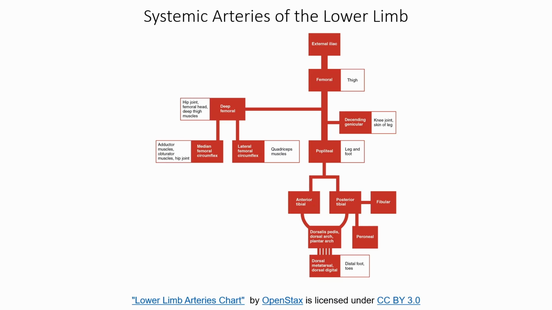Popliteal is the leg and the foot, right, running down the back of the knee, which then will branch into anterior and posterior tibial and fibular, peroneal, and then down at the foot, the dorsalis pedis, the dorsal arch, and the plantar arch, and then of course the dorsal digital, so going into the toes, like the dorsal metatarsal, dorsal digital. Same thing we saw with the hands, very similar.